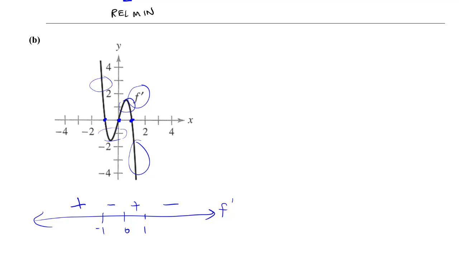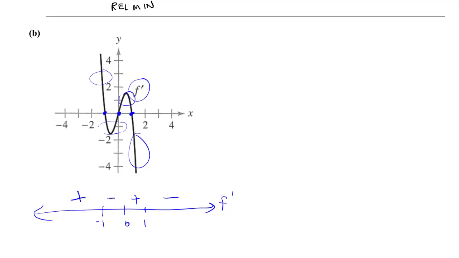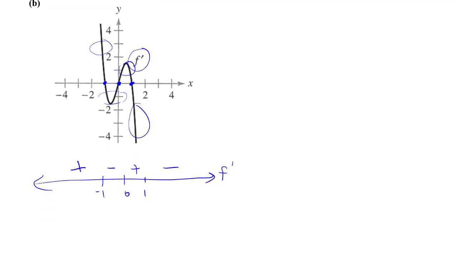All right, so I will be able to put together my increasing, decreasing based on that, and I'm also able to see that we have a couple of things happening here. At -1, before it was increasing and then decreasing, so that must be a relative max. At 0, it was decreasing and increasing, a relative min, and then at 1, a relative max, increasing then decreasing.